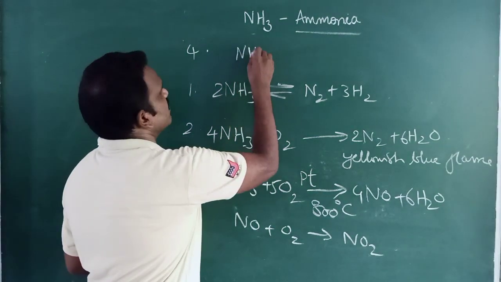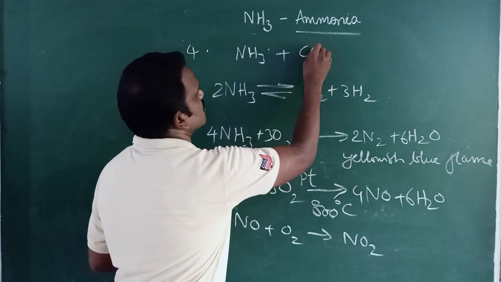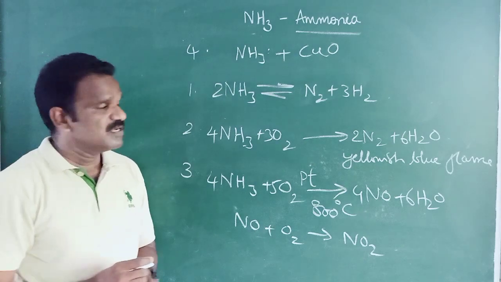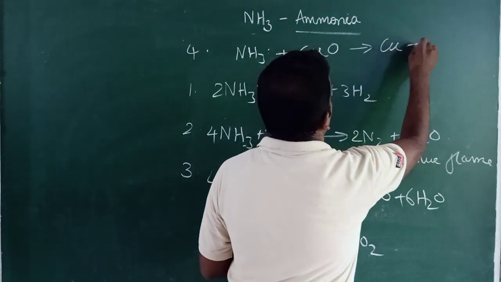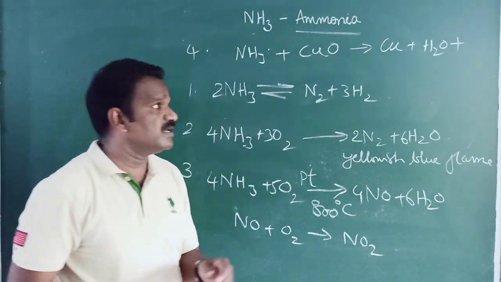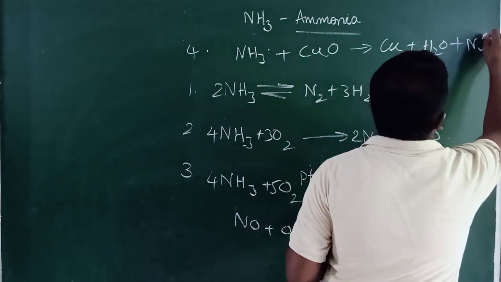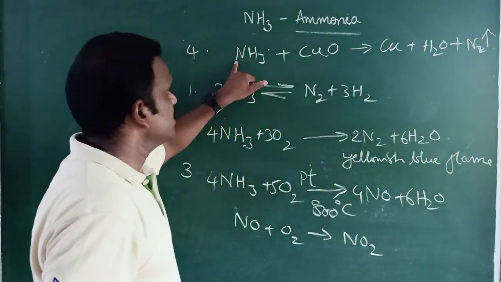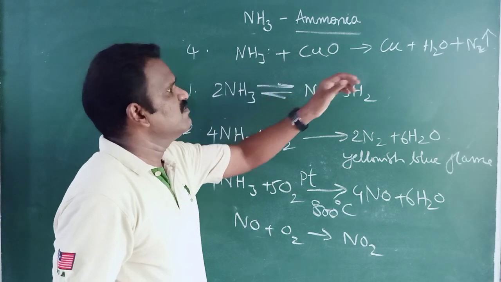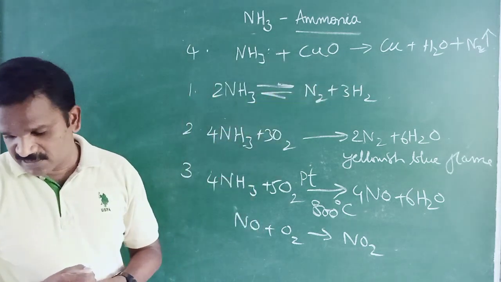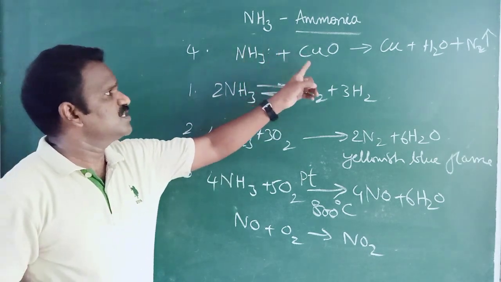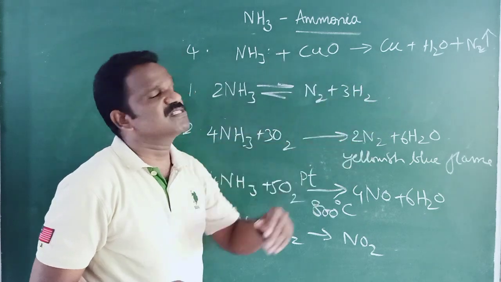Say ammonia when treated with copper oxide, which is solid black in color, it will be dissociated as copper, water, and nitrogen. This is also a gas. Important equation. So ammonia when reduced with black cupric oxide CuO, it will get copper, water, and nitrogen. So ammonia plus CuO gives us Cu plus water plus N2.